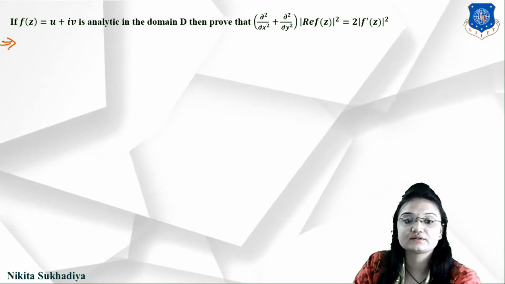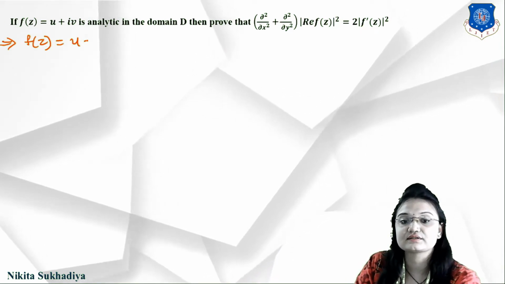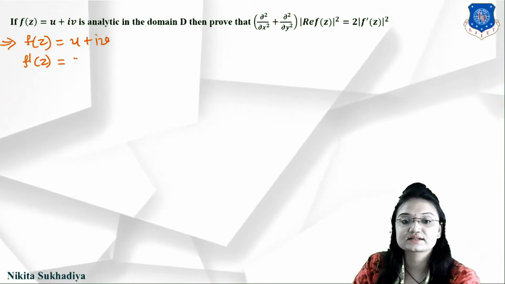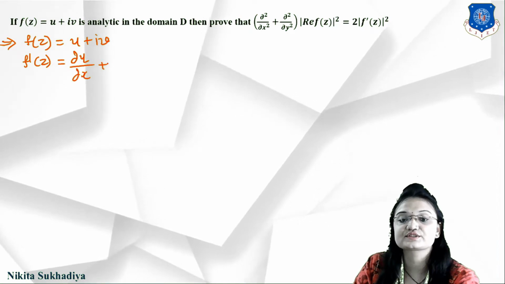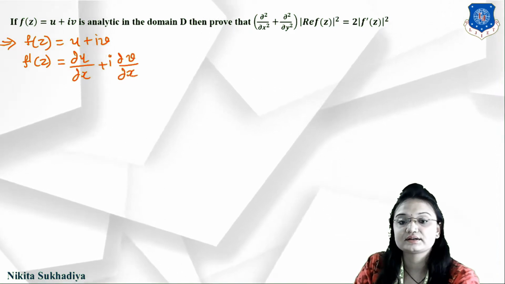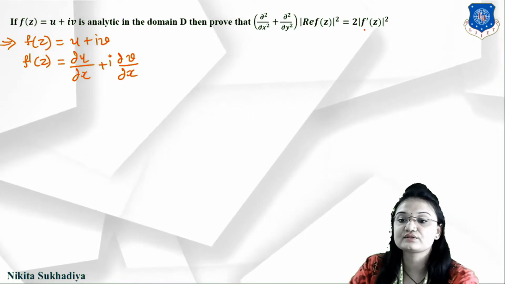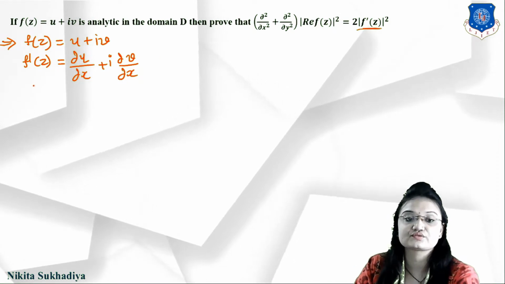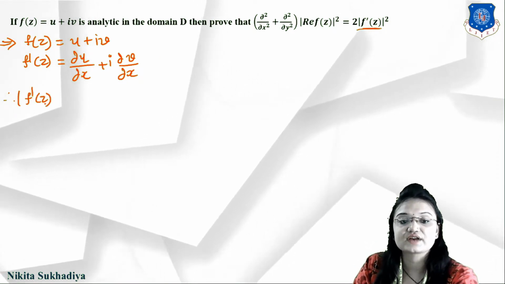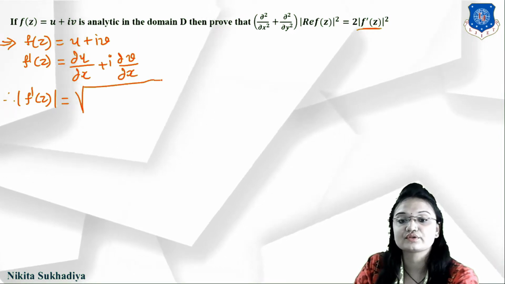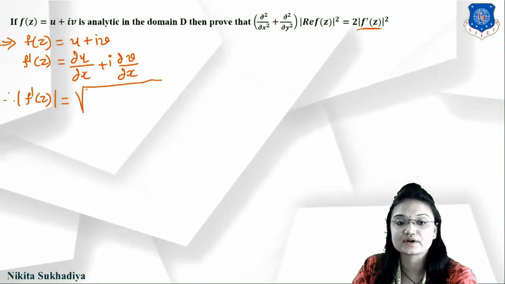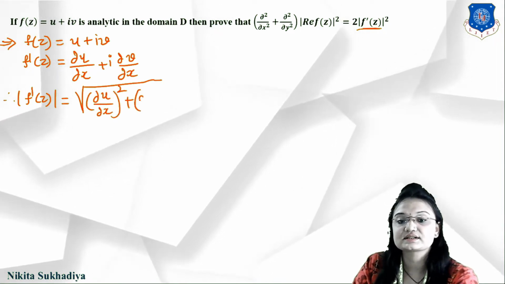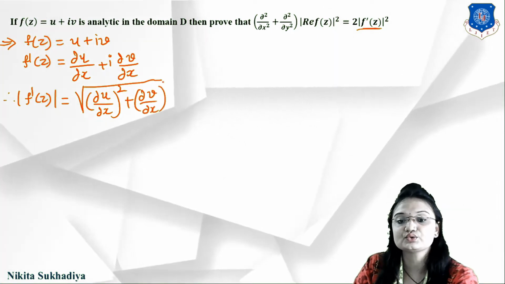Okay, so now here we have the function f of z is equal to u plus iv. So f dash of z with respect to x will become del u by del x plus i del v by del x. First of all, let's understand our RHS. In our RHS we have mod of f dash of z. So mod of f dash of z will become under root of real part square plus imaginary part square. So here the real part is del u by del x raised to whole square plus del v by del x raised to whole square.